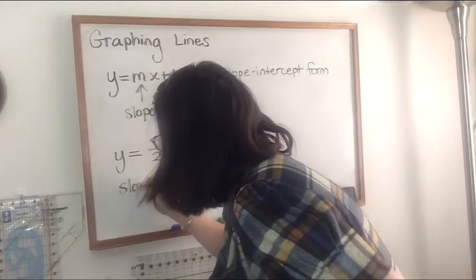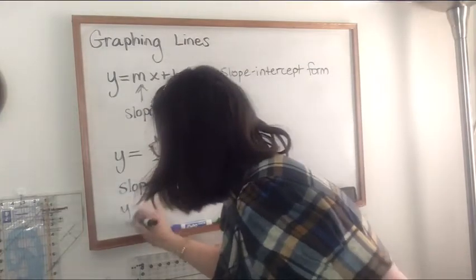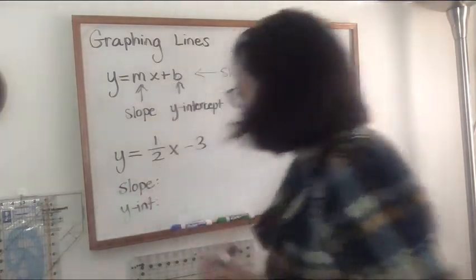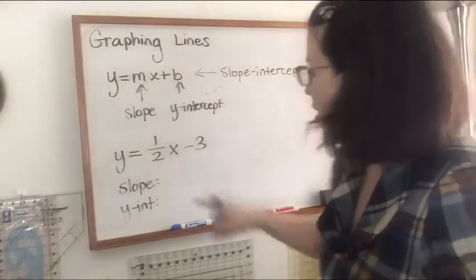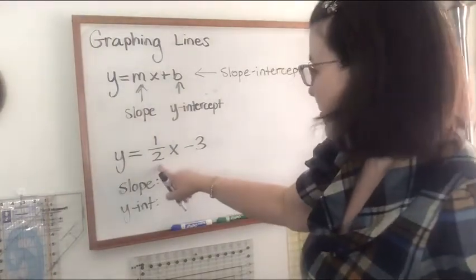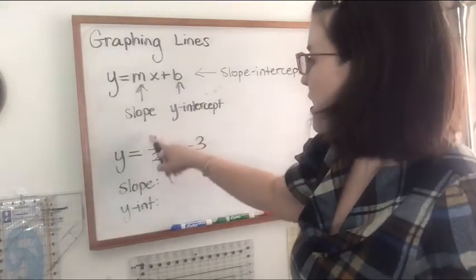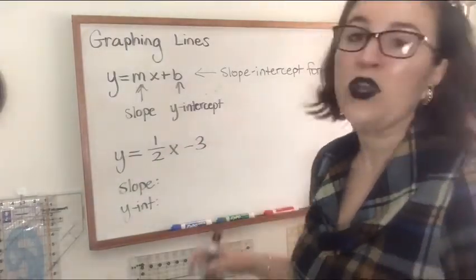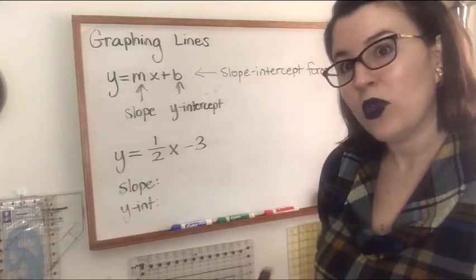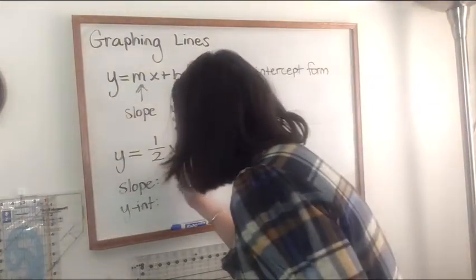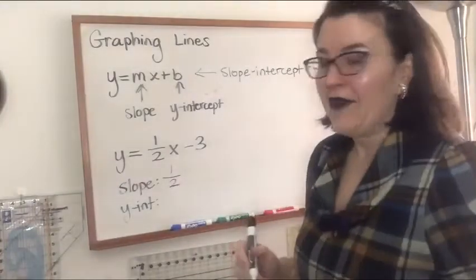I always like to identify my pieces first before I graph them because I'm a teacher and because I think it's good to make sure that you know the difference between the two. All right, remember our slope is always our m in our mx plus b. It is always attached directly to the x, and we don't need the x. The x is a variable and it's going to stay there. We only care about the number in front of that, which is 1/2.